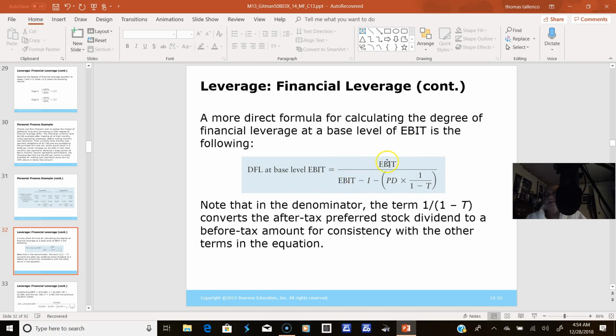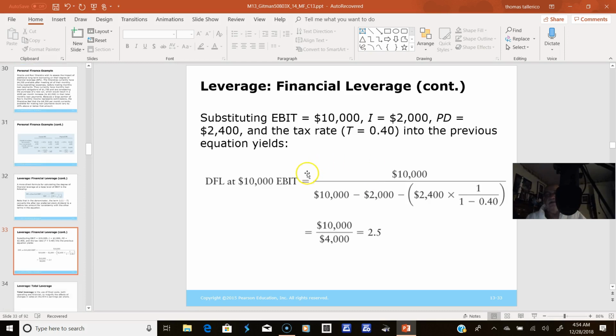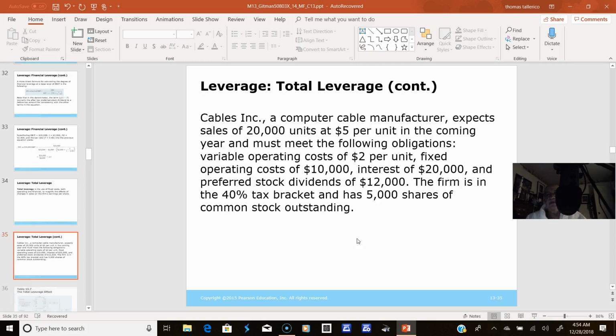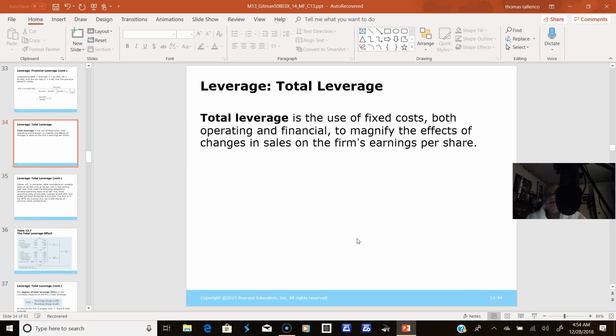And you just pop in 1 number, 2 numbers, and the tax rate. And here's the interest. This is the interest on the bonds, right? So here we are going through all those numbers and popping them in, right? And you end up with a degree of financial leverage of 2.5. All right, so being that we got those 2 guys covered, now we have the total leverage, which is both what we talked about. Whoops, sorry about that.